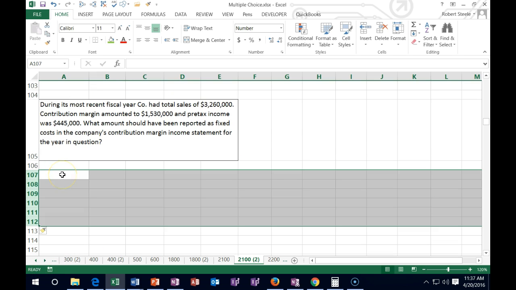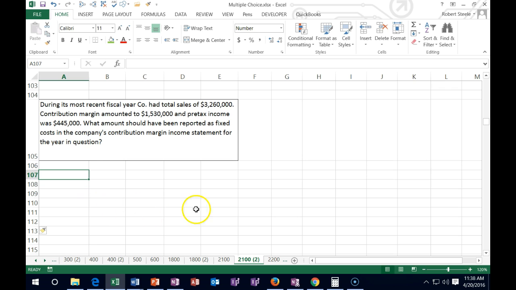Next one says that during its most recent fiscal year, the company had total sales of $3,260,000, a contribution margin amount of $1,530,000, and pre-tax income of $445,000. What should have been reported as fixed costs in the company's contribution margin income statement for the year in question? All right, so we're going to do our calculation here.